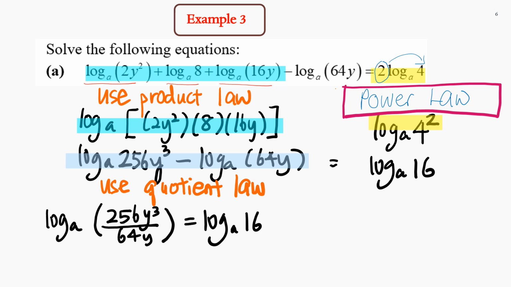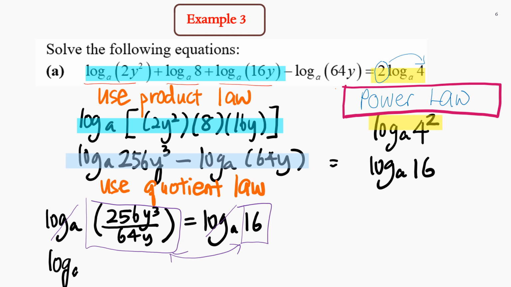All right, so you see that I have log base a on the left, log base a on the right. So basically, I can just say, okay, since log base a is equal to log base a, therefore this guy here must be equal to this. They must be equal, right? Okay, and of course you can simplify 256y cubed divided by 64y to get 4y squared.